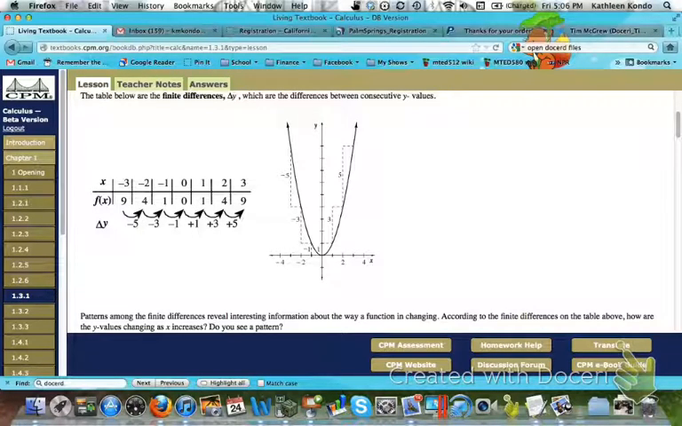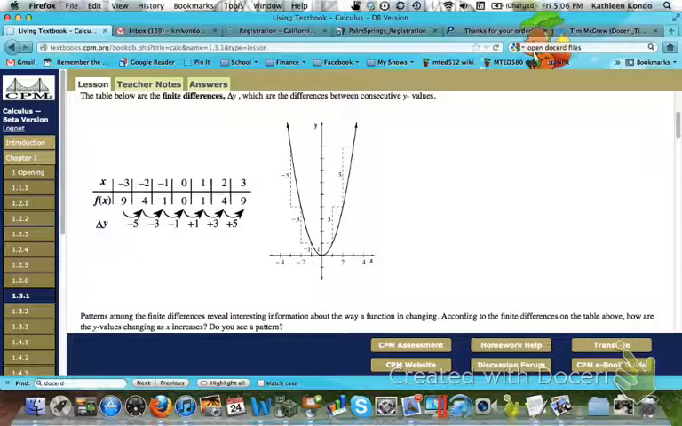Hey everyone, so welcome to our review of what happened in section 1.3.1. The main concept of this day was looking at finite differences and seeing if we could find a pattern for different polynomial functions. So the first one that we looked at was the quadratic function, and we asked ourselves, okay, if we take the finite differences of all the y values, what kind of function will those make?